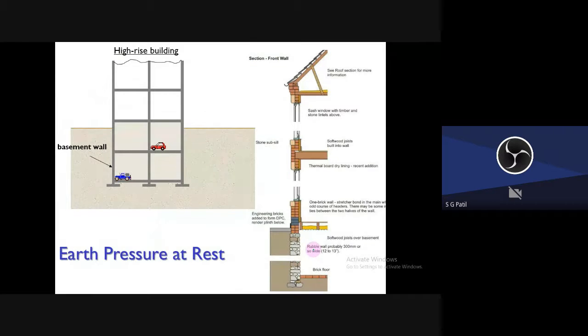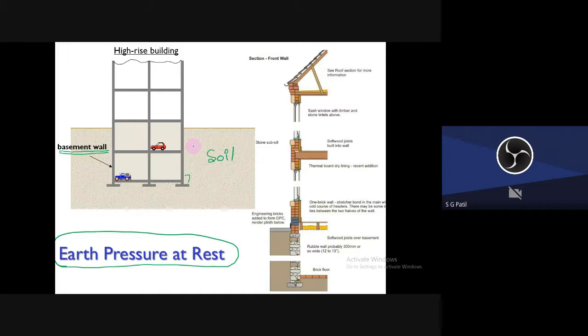Okay, so now we will study the earth pressure at rest condition. Where will you encounter this kind of scenario? Suppose you are building a multi-story structure with some basement walls. You see, this is the basement wall, and this is what? Soil, right? This soil has to be retained, almost 90 degrees it is retained.